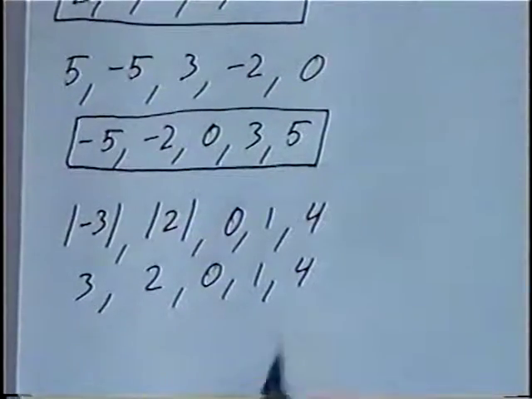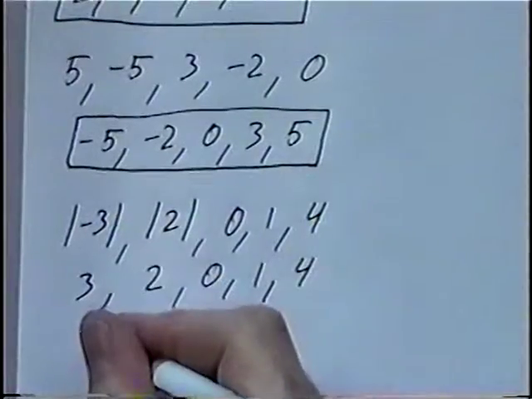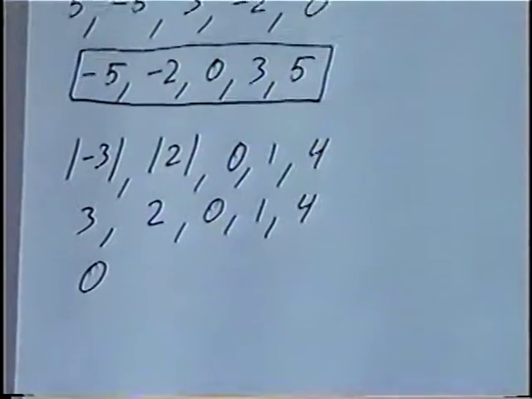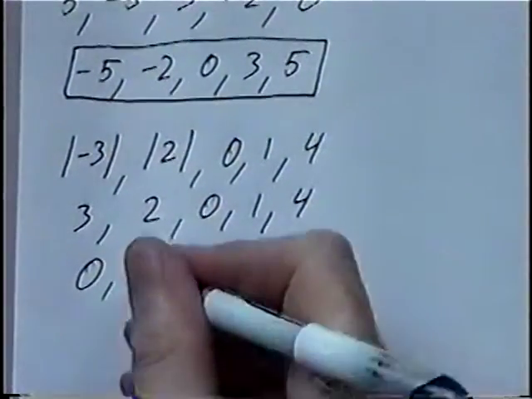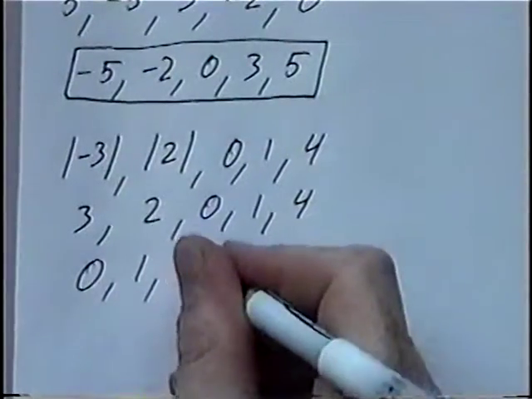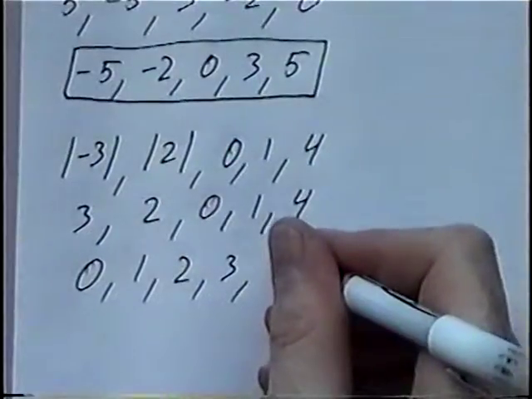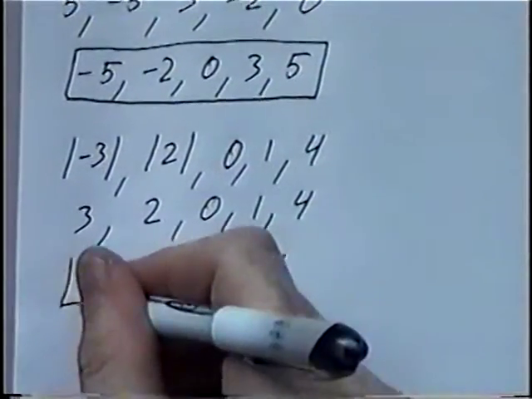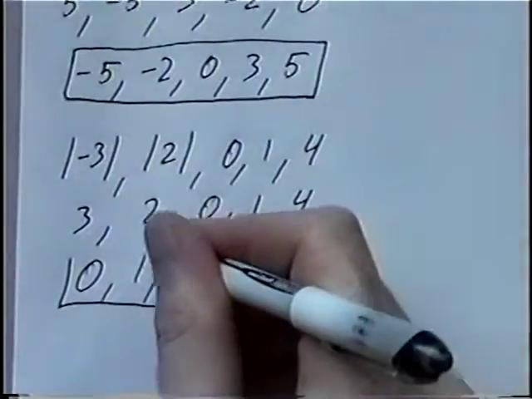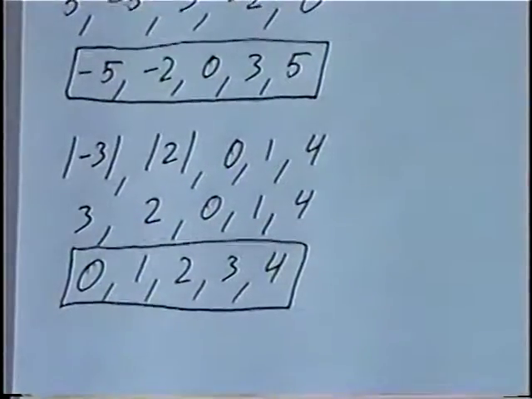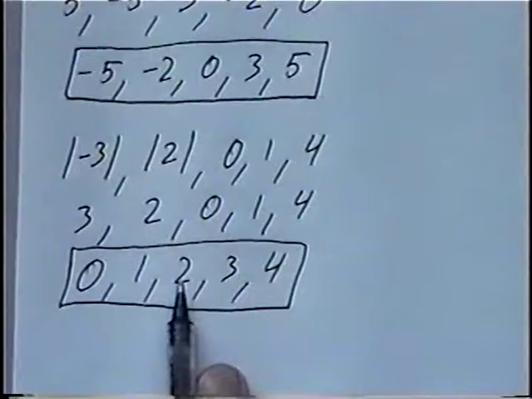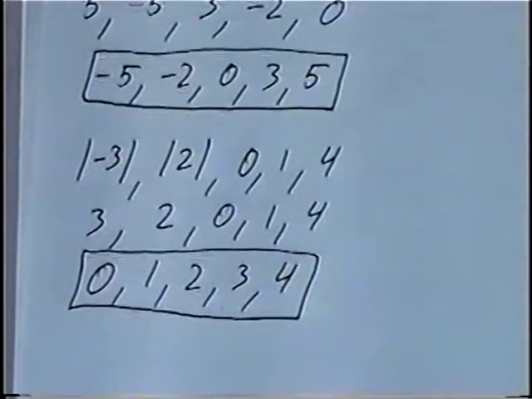And now we can order these numbers from least to greatest. The smallest number would be 0, and then 1, and then 2, and then 3, and the greatest number would be 4. So ordering from least to greatest would be 0, 1, 2, 3, and 4. If you wanted to, you could leave the absolute value signs on here, or you can take them off.